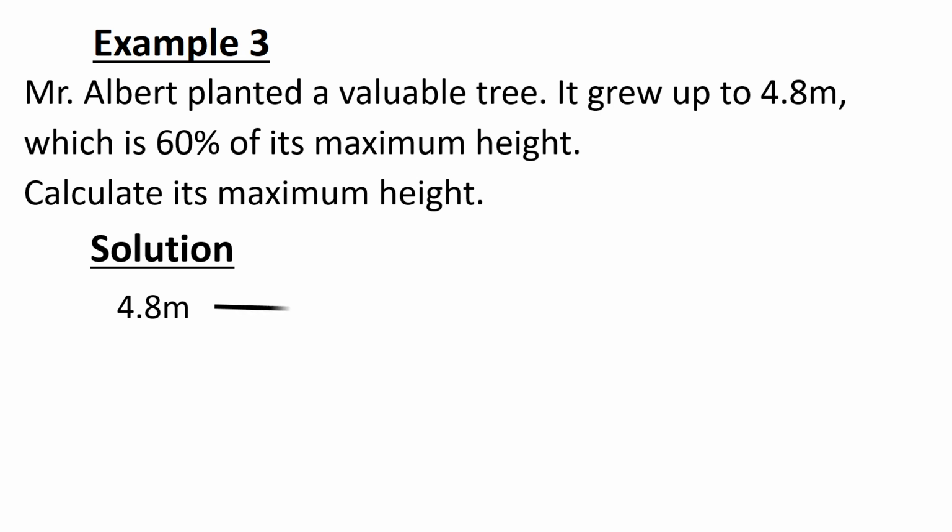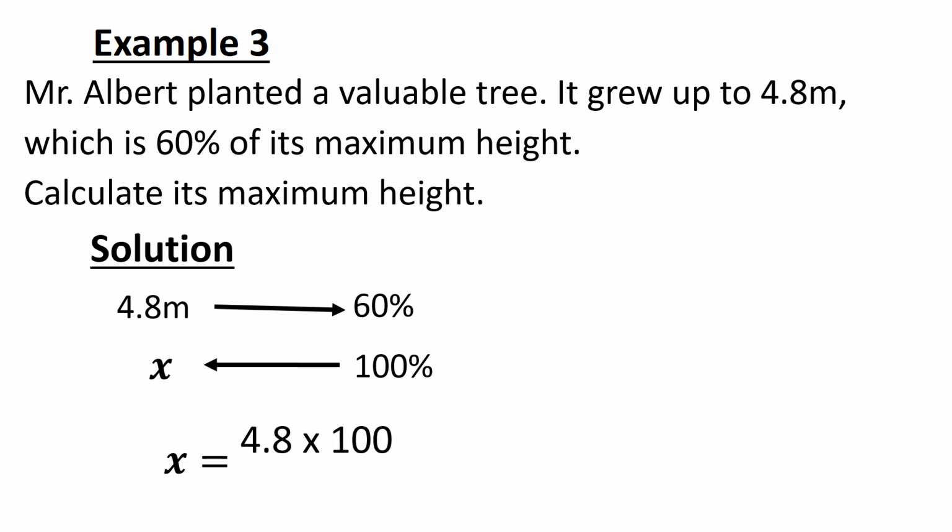4.8 meters corresponds to 60%. The maximum height should be 100%. So what about 100%? Let this correspond to x. Then cross multiplying gives us x equals 4.8 meters times 100 all over 60, which equals 8 meters. So 8 meters is the maximum height of that valuable tree.